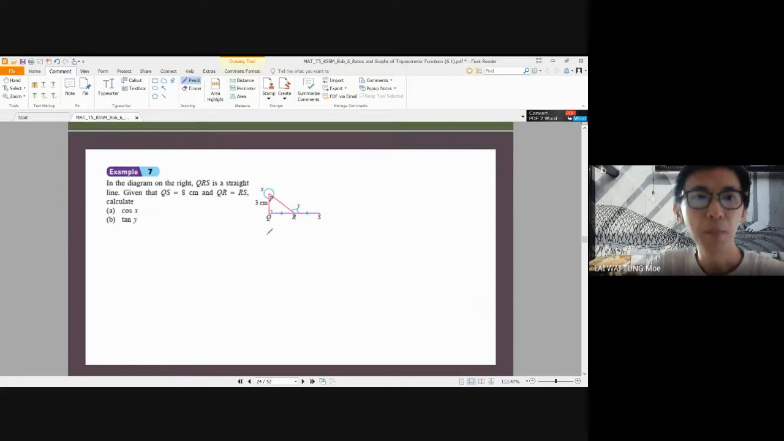Okay, example 7 is in your textbook. In the diagram on the right, QRS is a straight line. QS is 8. QR equals RS. Calculate cos X and tangent Y.